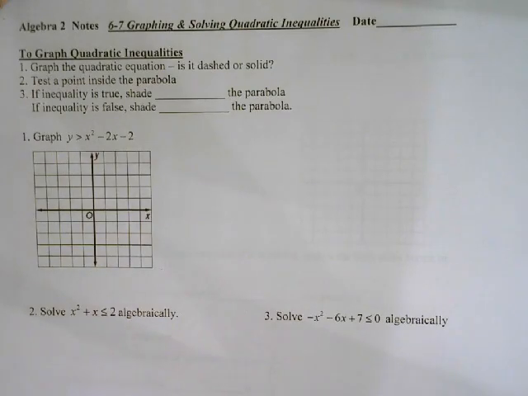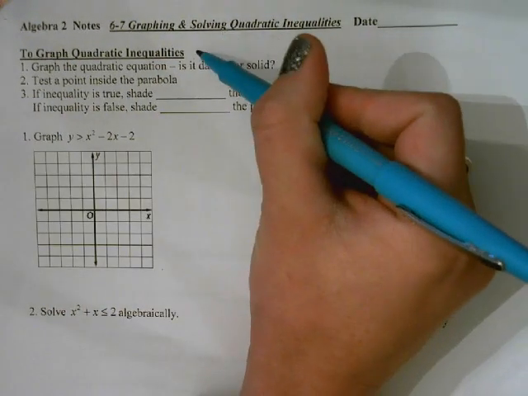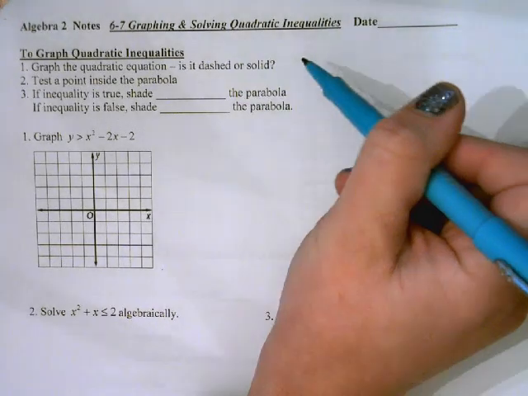Okay, so 6-7 says graphing and solving quadratic inequalities. So we're going to do both things. We're going to graph them and we're going to solve them quickly. So remember some things when we graph inequalities. First of all, solid or dashed.